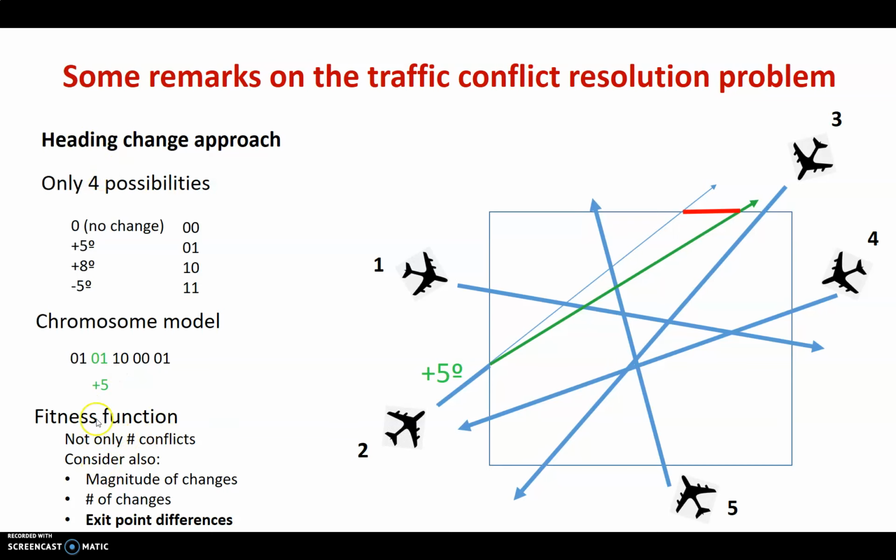And in this case we can consider other factors when building the fitness function. For instance, together with the others, we can add this new criteria. Maybe we may wish solutions where the new exit point in the sector is not very far away from the original exit point. It would be maybe a good thing to consider, not only number of conflicts, number of changes, or magnitude of changes.